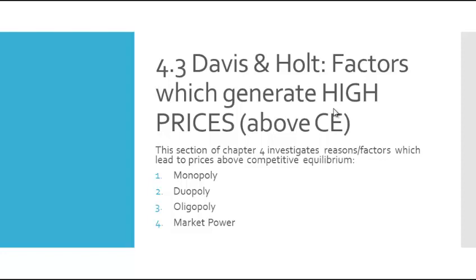All right, so the second factor that we want to study in chapter 4 of Davis and Holt is what are the things which cause high prices. High prices means prices above competitive equilibrium. So basically this chapter studies monopoly, duopoly, oligopoly and market power using experiments to see.